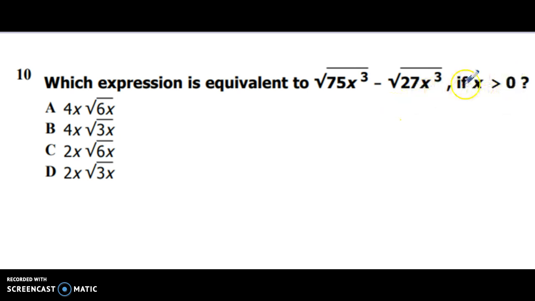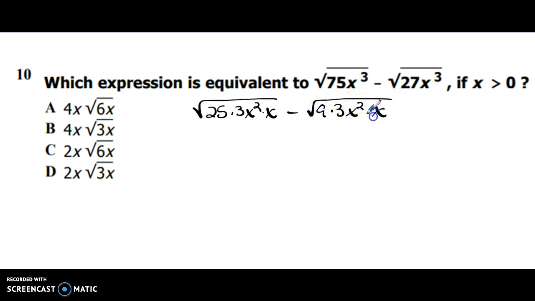Don't worry when they say x cannot equal 0. They're just telling you that underneath it you can't have the square root of a 0 number. So 75, we're going to break out to 25 times 3, x squared times x, minus 27, we're going to do 9 times 3, x squared times x. Remember perfect squares, because we're taking square root, comes outside.